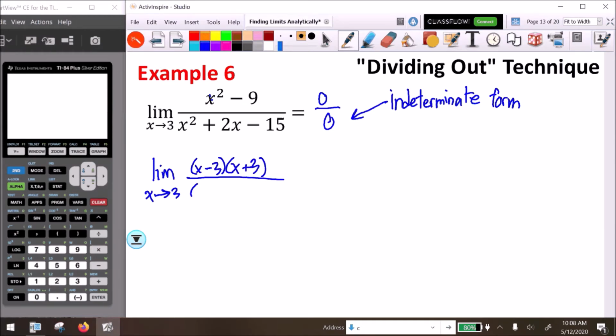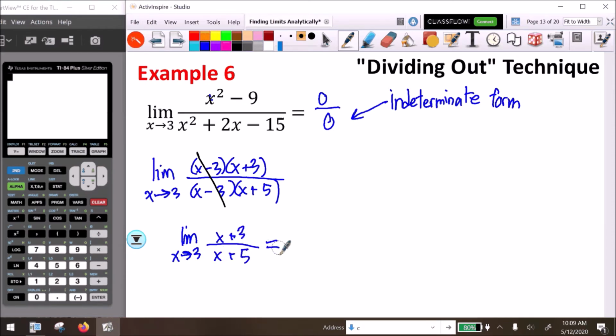And then the denominator, we need to find two numbers that multiply to negative 15 and add up to positive 2. Well, those two numbers are negative 3 and positive 5. You could verify by using the distributive property that this does, in fact, multiply out to x squared plus 2x minus 15. Notice we have a common factor in both the numerator and the denominator. We can cancel that out. And we have the limit of the function x plus 3 over x plus 5 as x approaches 3.